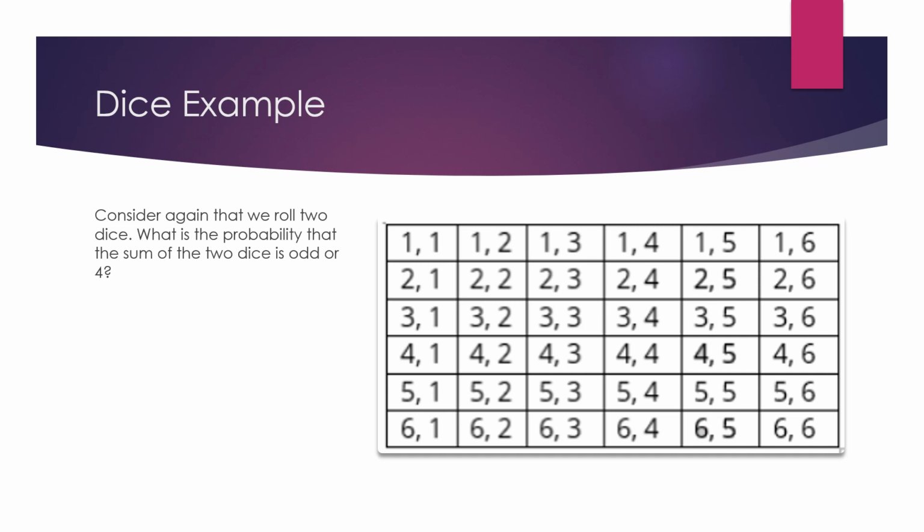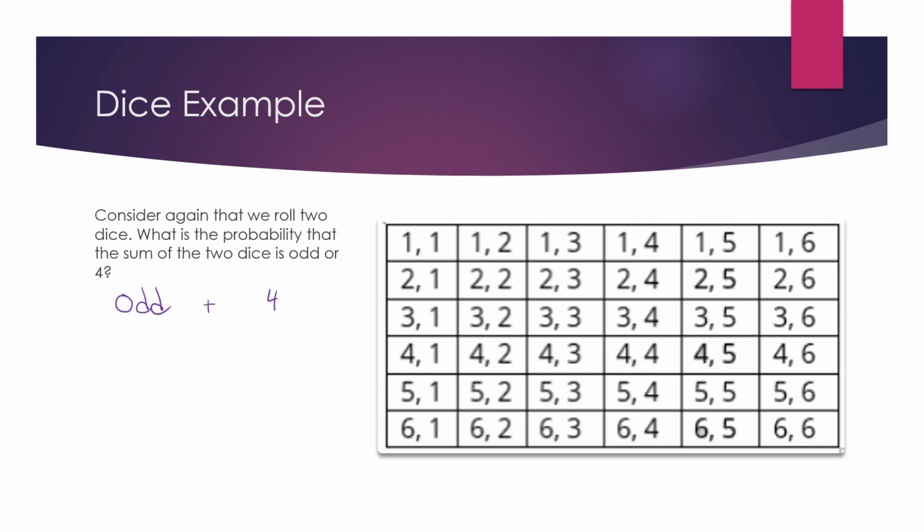Now we have another OR probability, this time working with dice. And the probability is that either the sum of the 2 dice is odd or a 4. Now 4 is even, so there's no way that we can have both odd and even. There is no overlap. So we can think, what is the probability of odd? And we can add that to the probability of a sum of 4.